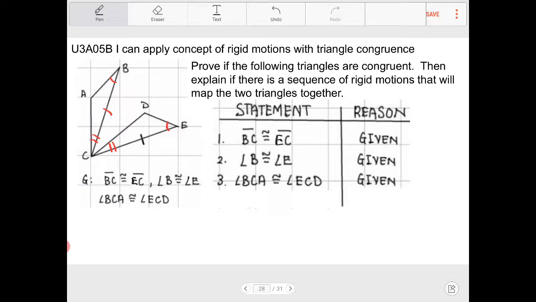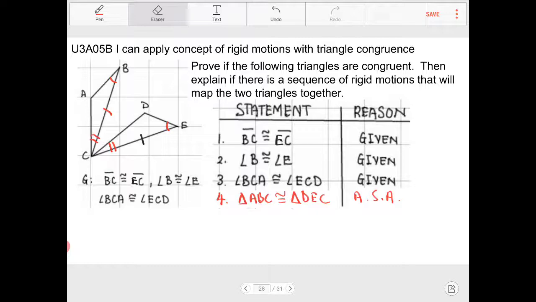So as a result of this, I immediately see that in step 4, I can say triangle ABC must be congruent to triangle DEC because of angle, side, angle. All right, and actually that's it. Now, how are we going to describe a sequence of rigid motions to go from ABC to DEC? You're absolutely right. We need to perform a rotation.